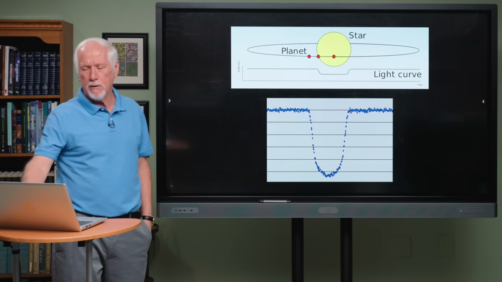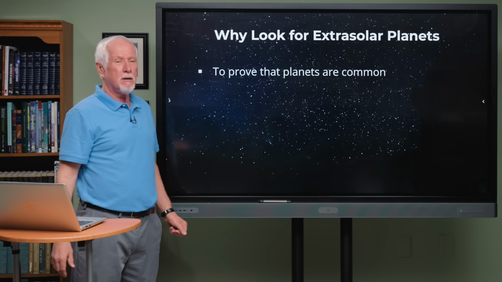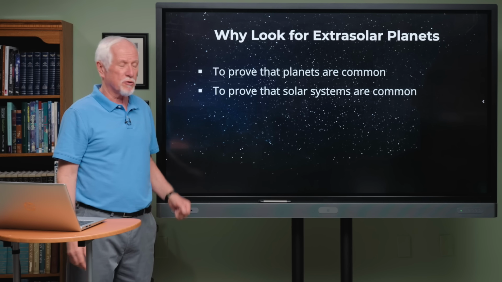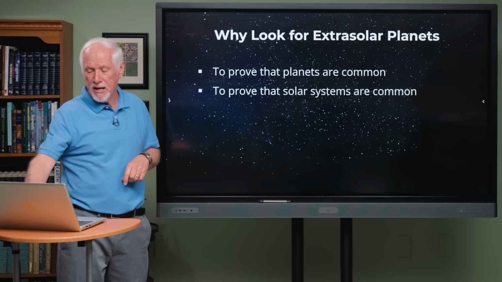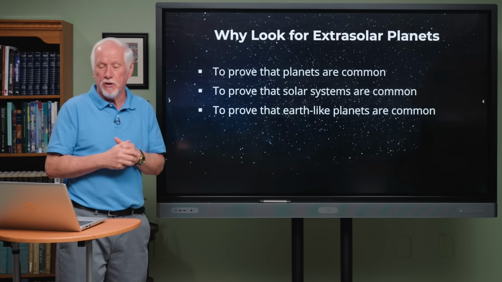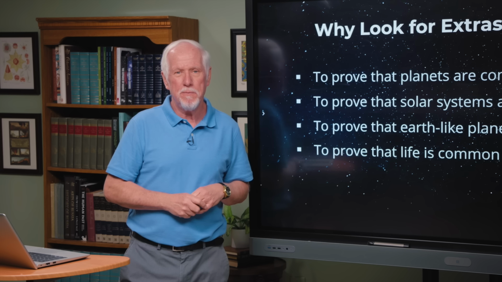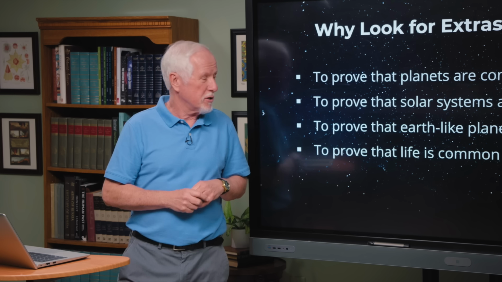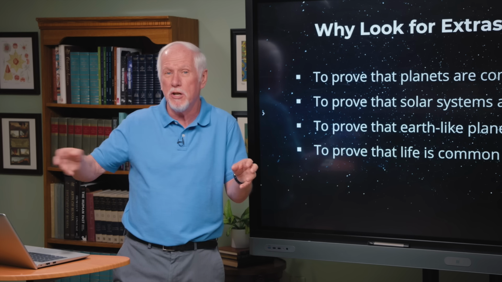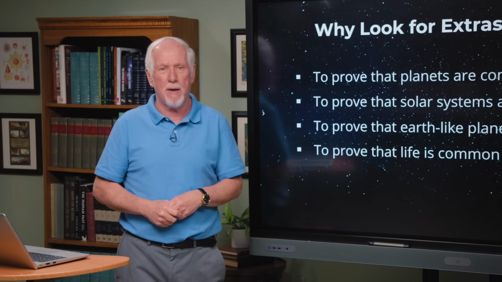Now, why do we look for exoplanets? Why is that important? Well, they want to prove that planets are common in the universe. And then they want to prove that solar systems, or if you will, planetary systems, are common in the universe. Then they want to prove that Earth-like planets are common in the universe. And if you have Earth-like planets with liquid water and all this sort of thing, then that proves that life is common in the universe. And what's really going on here is that evolutionary scientists want to make sure that we have arguments to show that life is common in the universe, because they believe if life is common in the universe, then maybe there's not a creator. Life just happens on planets wherever the conditions happen to be right.